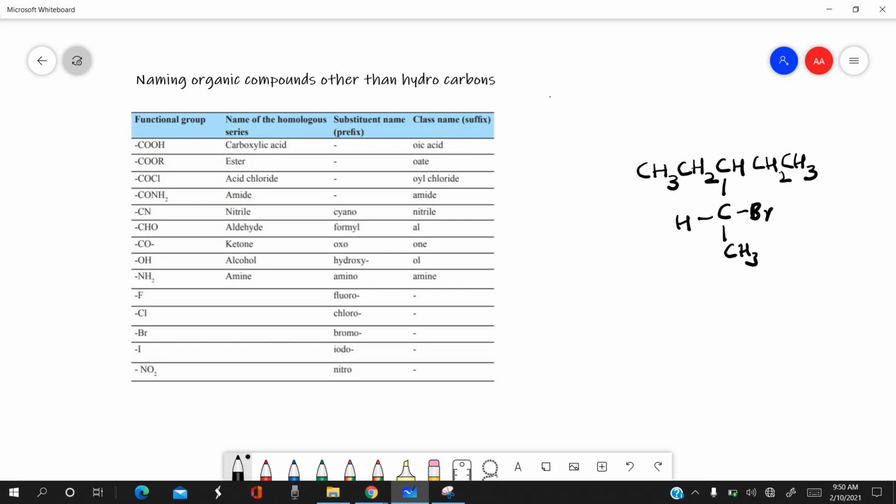And these four, they don't have a prefix because they usually act as the major functional groups. The last ones, the halo groups and the nitro groups, they don't have a suffix because they don't act as a major one. They have only prefix.